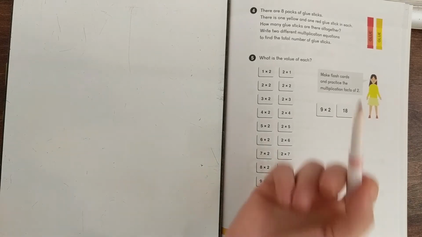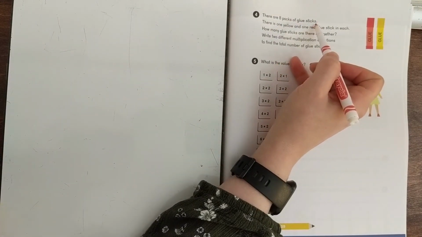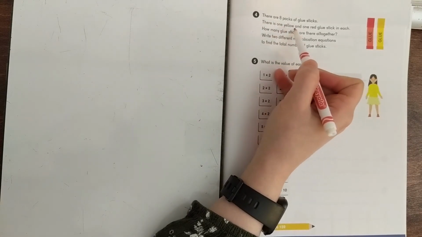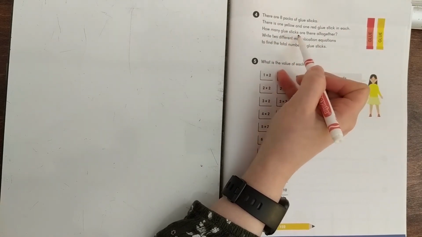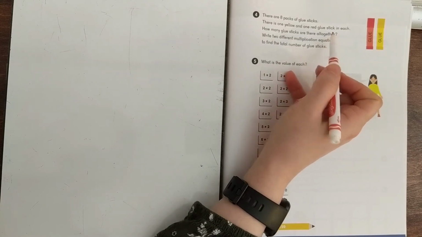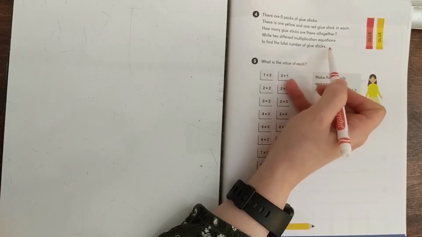Number 4. There are 8 packs of glue sticks. There is 1 yellow and 1 red glue stick in each. How many glue sticks are there all together? Write 2 different multiplication equations to find the total number of glue sticks.